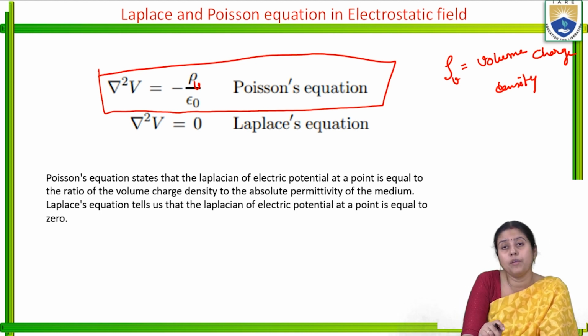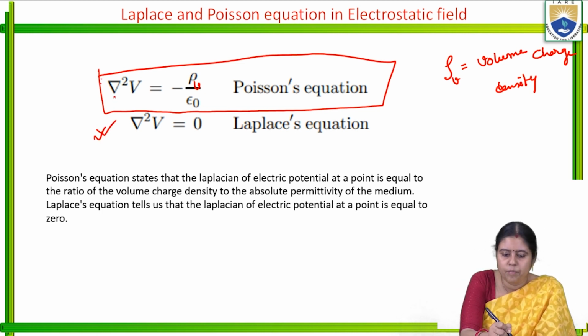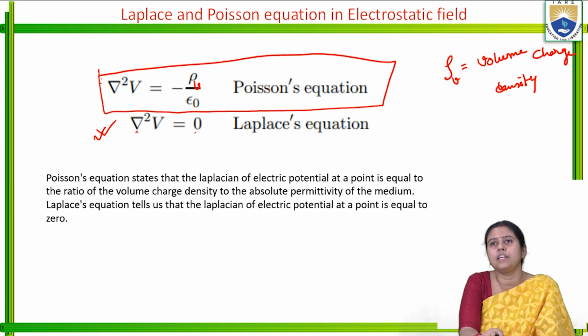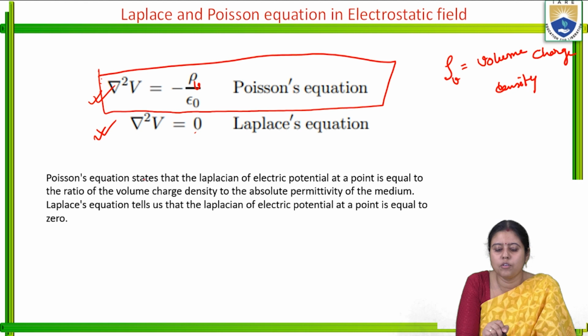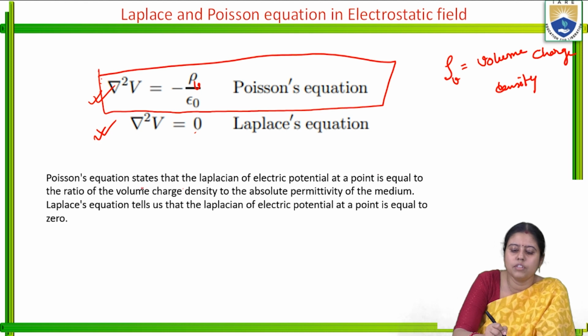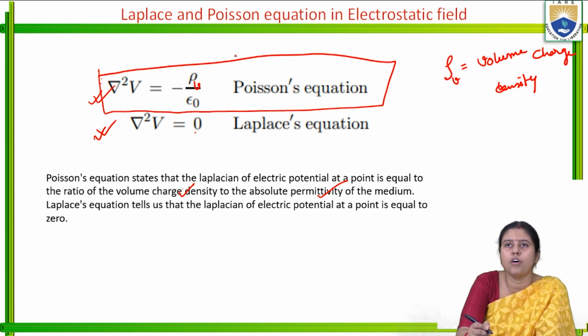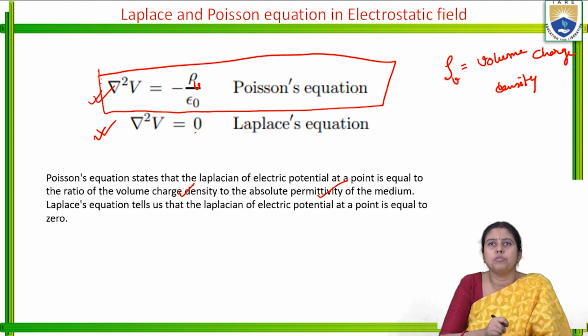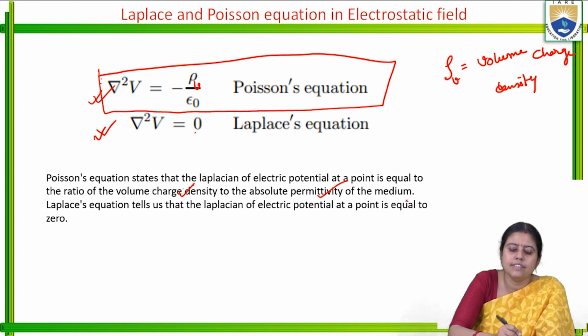If any potential or any voltage field obeys this rule, we will tell this is the Laplace field. If any voltage field obeys the other rule, we can tell it is the Poisson's field. So Poisson's equation states that the Laplacian of the electric potential at a point is equal to the ratio of the volume charge density to the absolute permittivity of the medium, not the free space permittivity, the absolute permittivity of the medium. Laplace equation tells us the Laplacian of electric potential at a point is equal to 0.